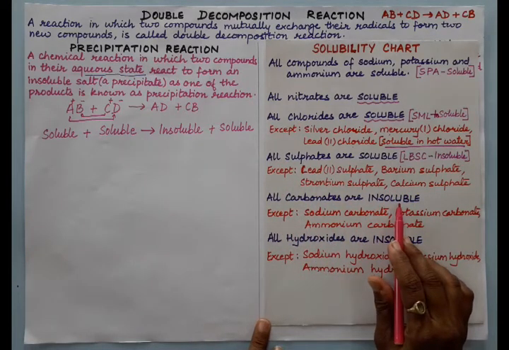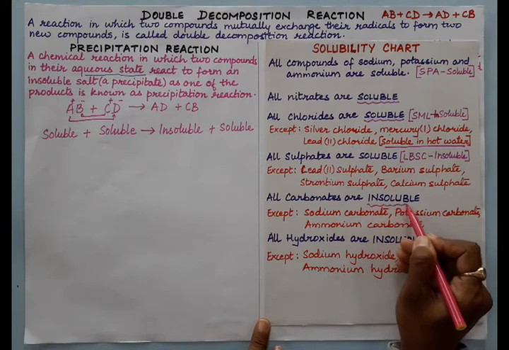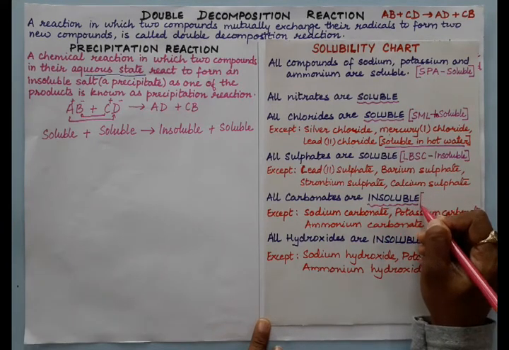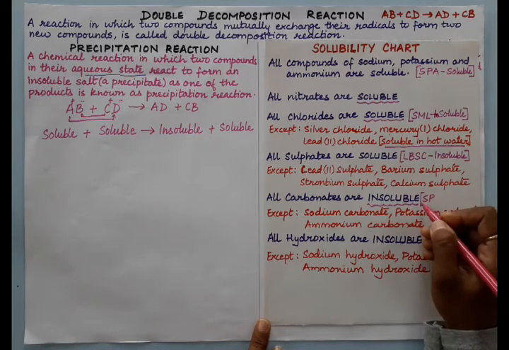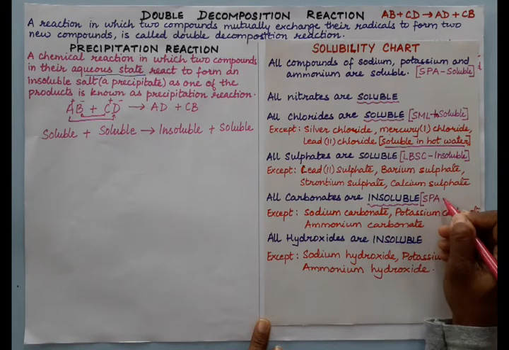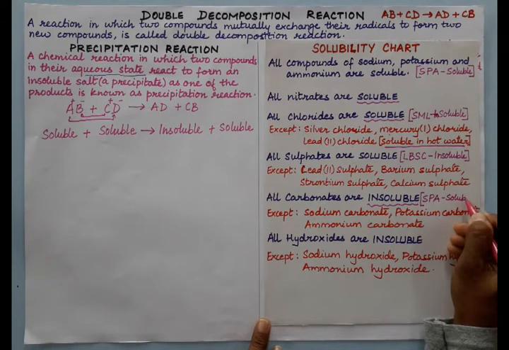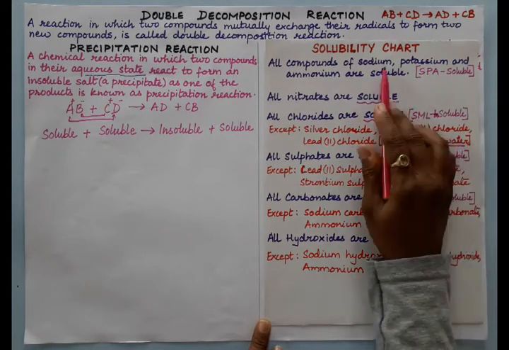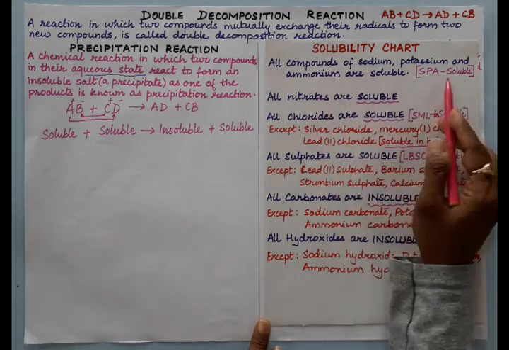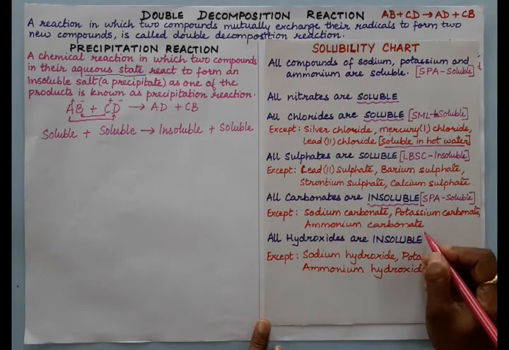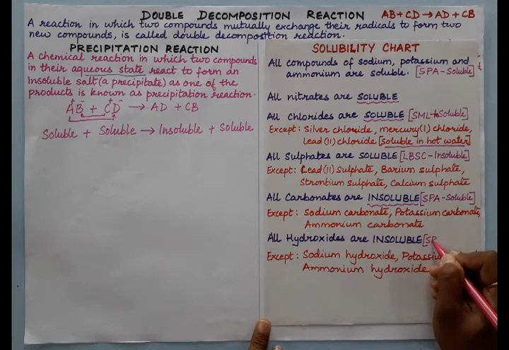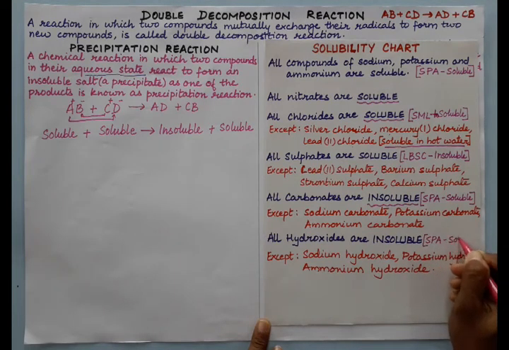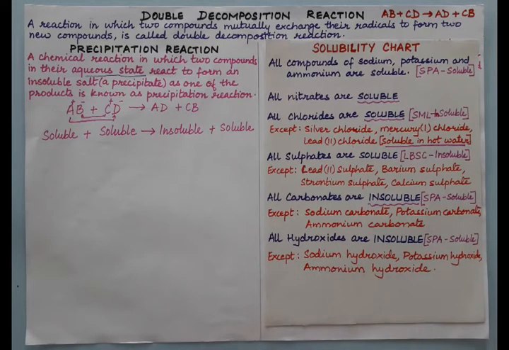All carbonates are insoluble. Now here we have to remember they all are insoluble except SPA. Sodium carbonate, potassium carbonate and ammonium carbonate are soluble. So only these three are soluble, rest all are insoluble. Here we have already studied all compounds of sodium, potassium, ammonium are soluble. All hydroxides are insoluble except SPA. Sodium, potassium, ammonium are soluble. So except these three, all are insoluble. So after learning these shortcuts, it will be easy to remember the solubility chart.